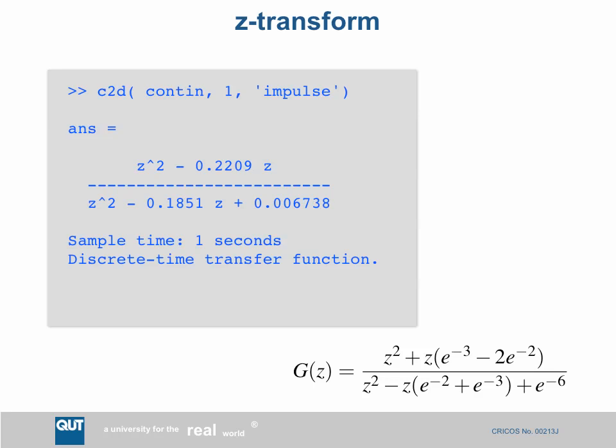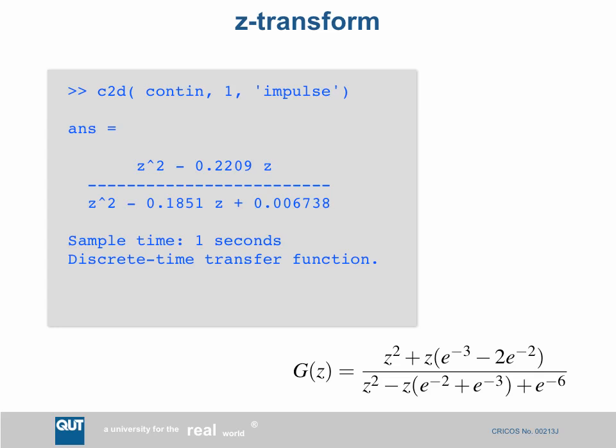Now we can do this conversion in MATLAB by taking our continuous time transfer function, pumping it through the function C to D, but this time we use the command impulse. Now, MATLAB used the word impulse because another characteristic of the Z transform is that it is impulse invariant.